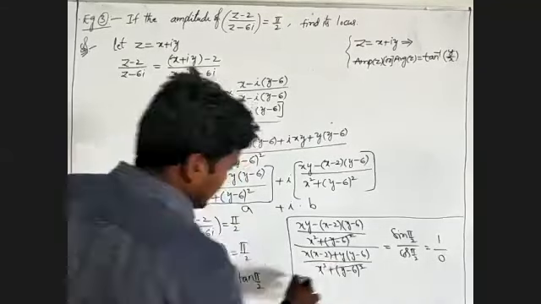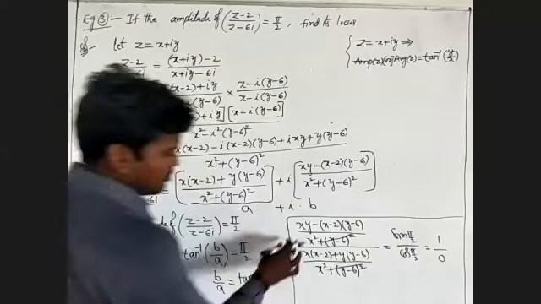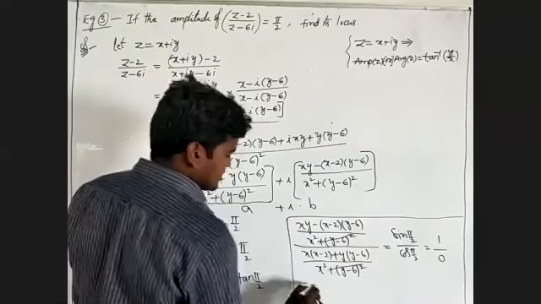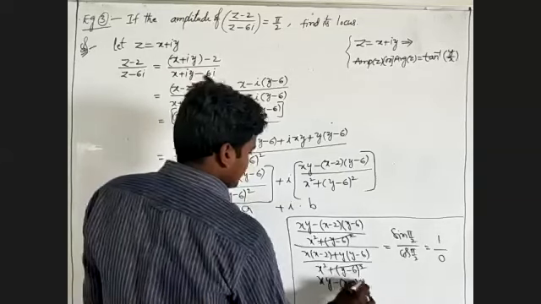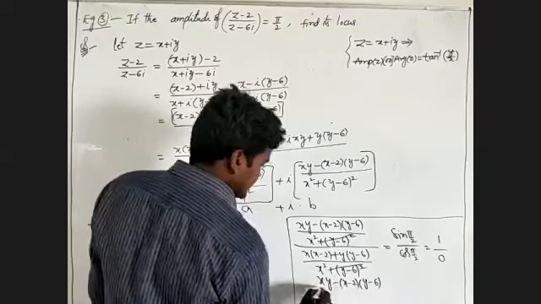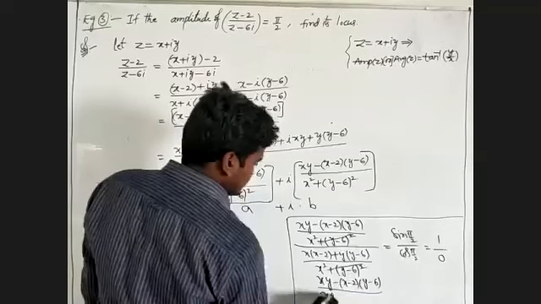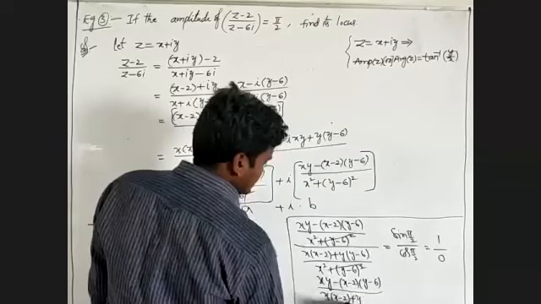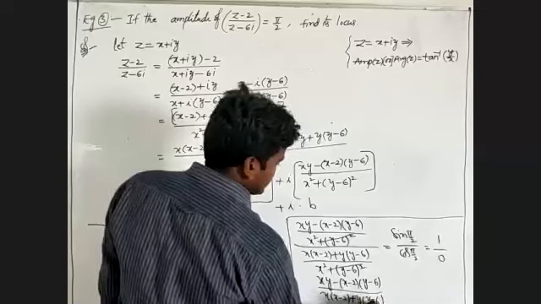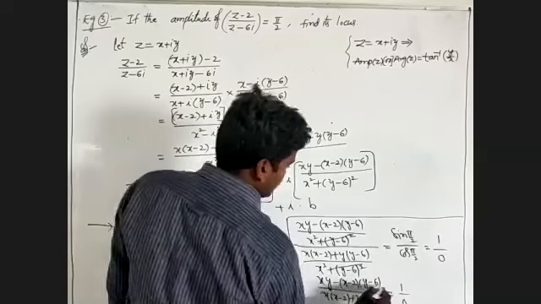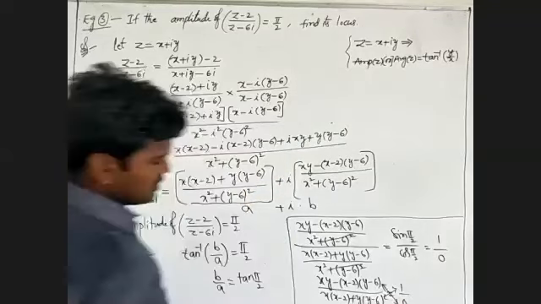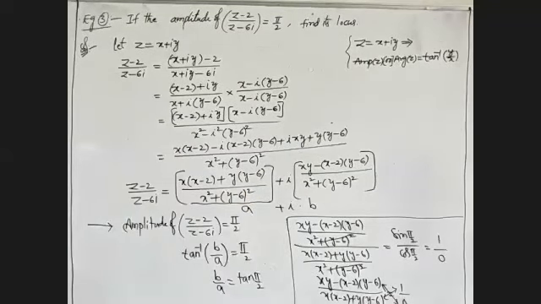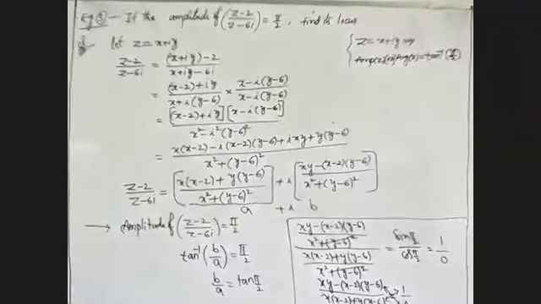Both denominators are the same, so they will be cancelled. The remaining expression must be written as xy minus x minus 2 into y minus 6 by x into x minus 2 plus y into y minus 6, which equals 1 by 0. Here, by using cross multiplication, 1 into that value becomes 1, and 0 into any value becomes 0.